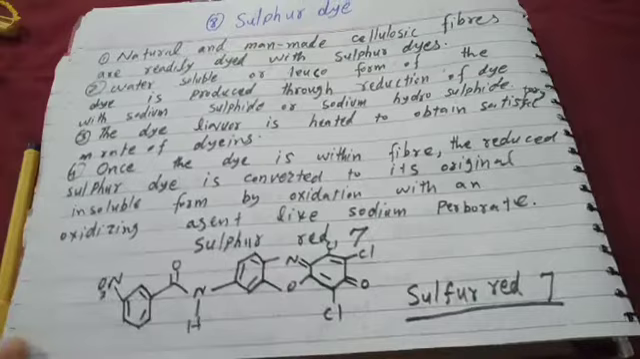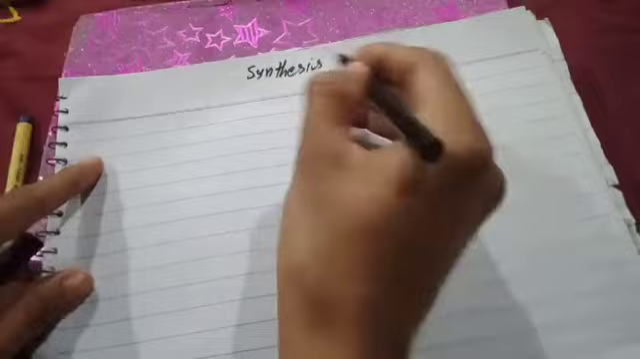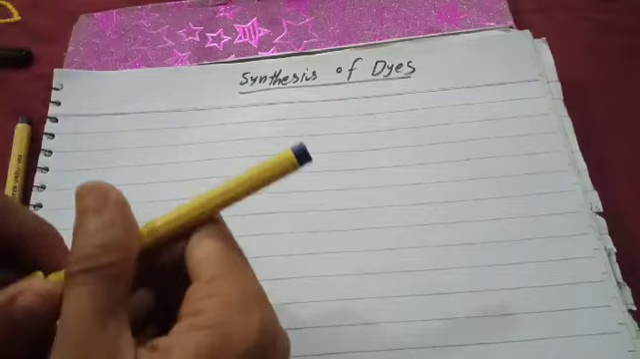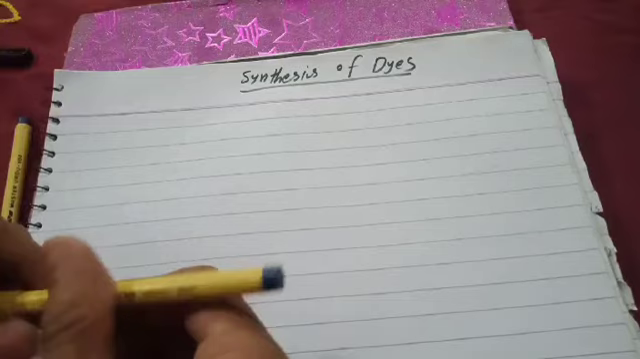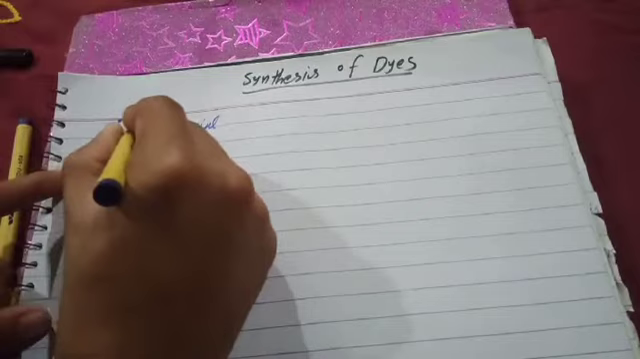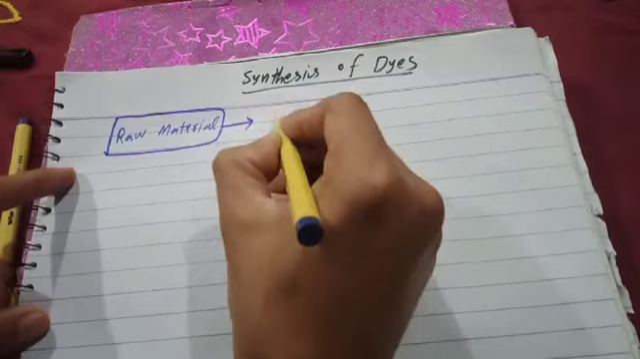Now we discuss the synthesis of dyes, how dyes are manufactured, how dyes are produced. The general operation sequence in dye manufacture is this. First is the raw material. Raw material goes to the reactor.